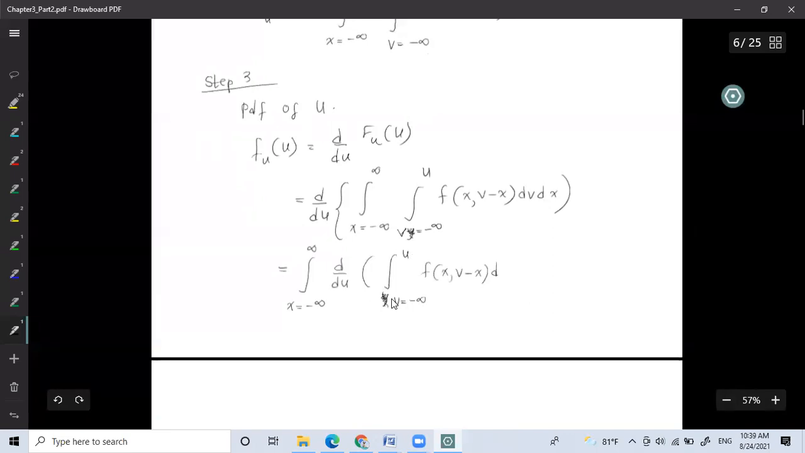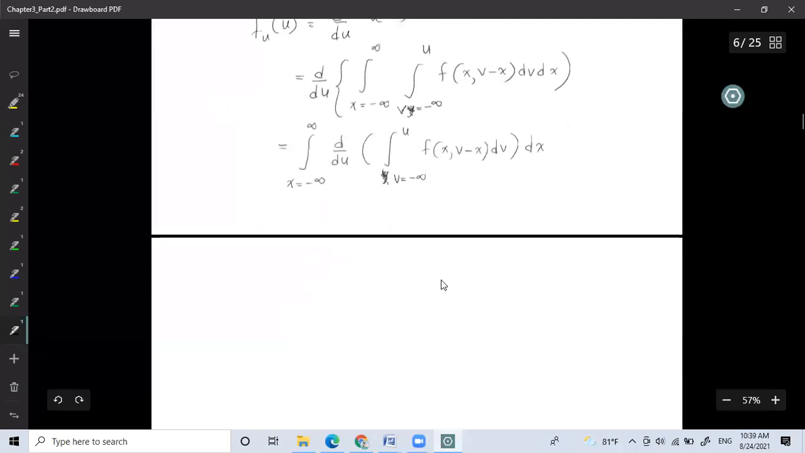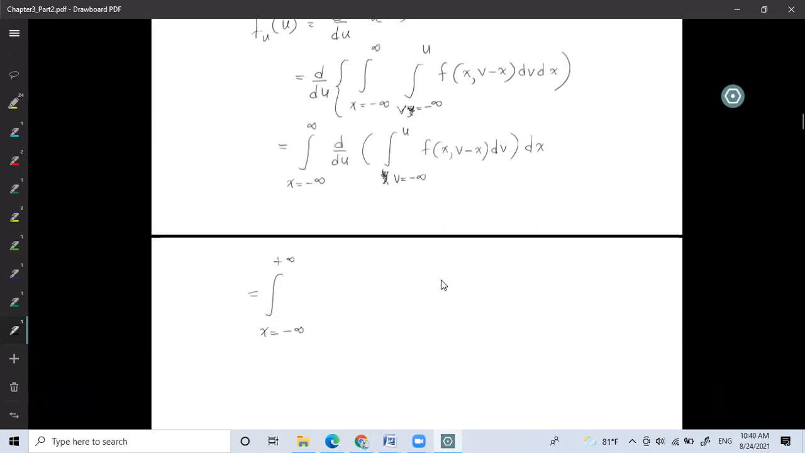Please pay attention. If I make a mistake, correct me, okay? Because with these letters here and there, it's very easy to make mistakes. So pay attention carefully. Here's my outer integration.